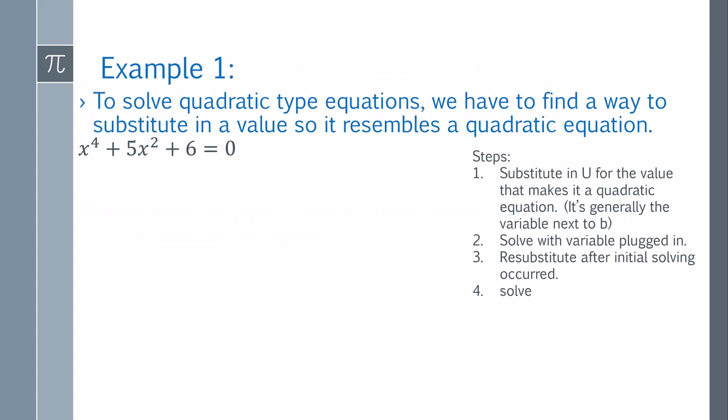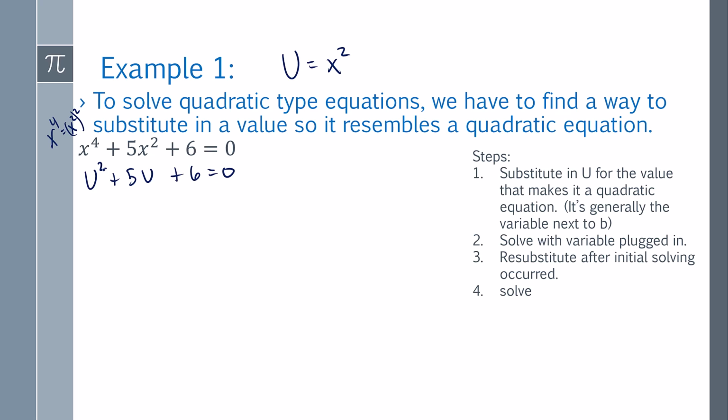So I have x to the fourth plus 5x squared plus 6 equals 0. Right now it's not a quadratic equation. It says x to the fourth power. But what if I said u equals x squared? Well then, if I were to rewrite this, I get 5u, and then x to the fourth is the same as x squared squared. So if x squared is u, this becomes u squared.